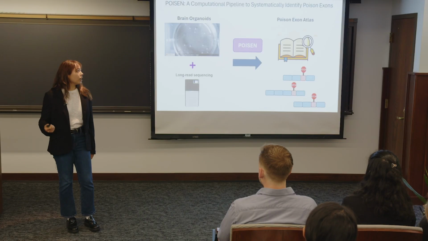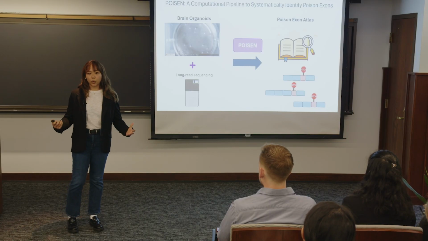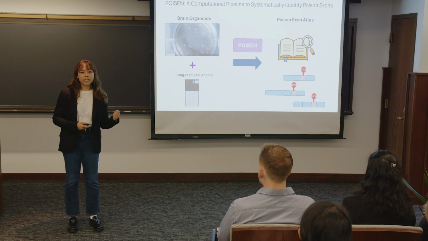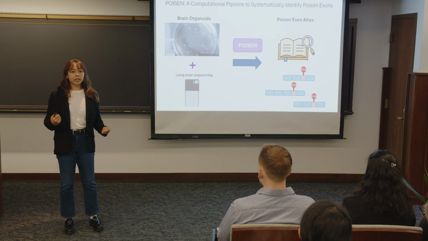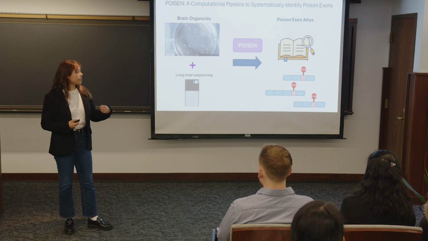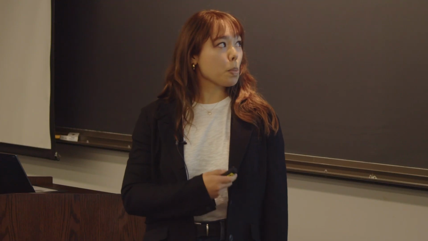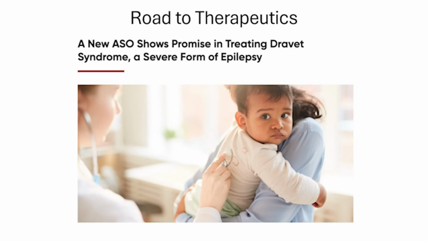And applying my tool, I will be able to generate an atlas of poison exons. This can serve as a repository of poison exons where we now know the locations of them and their patterns in neurodevelopment. This can help speed up the studies of poison exons in neurodevelopment as well as in other biological processes. But what I'm really interested in is how this repository of poison exons can help us create therapeutics for these DEEs. Currently, we have a drug in clinical trials called an ASO that targets poison exons and can treat a severe form of epilepsy called Dravet syndrome.